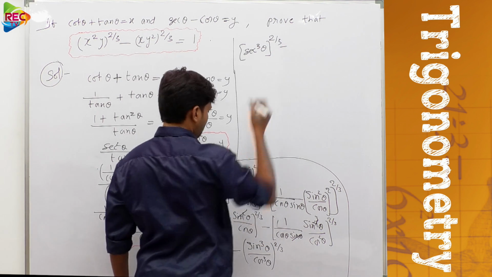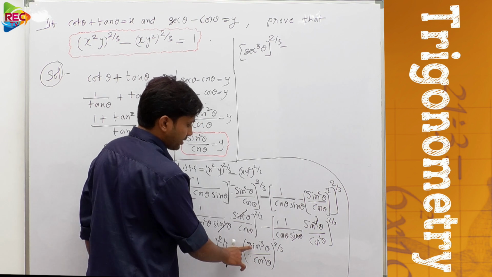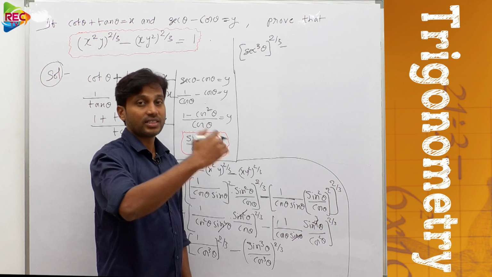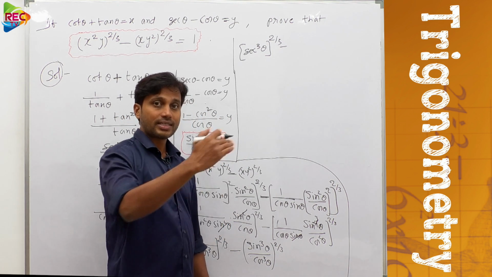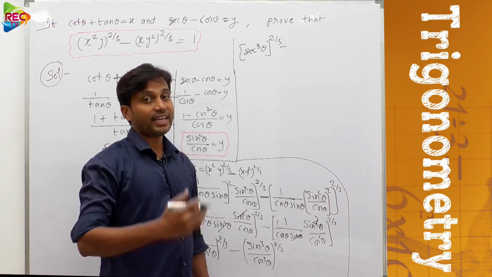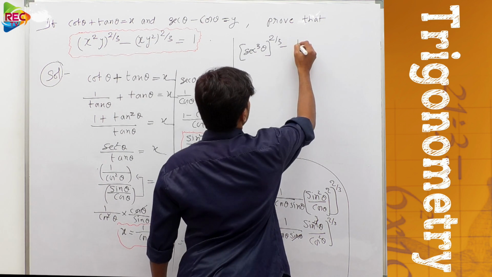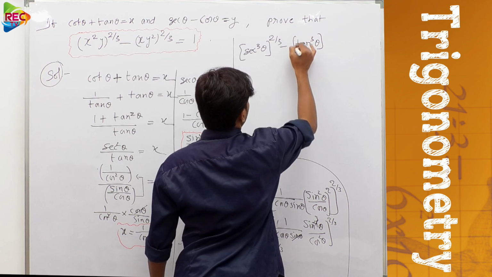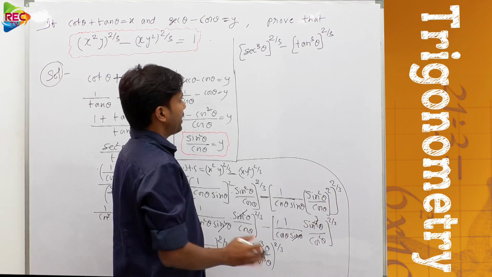Okay, minus cos cube theta by sin cube theta. What is the ratio of cos theta and sin theta? Sin theta by cos theta represents tan theta. Okay, so sin cube theta by cos cube theta will be tan cube theta. Okay, so this is tan cube theta whole to the power of 2 by 3. Now we came to the point.